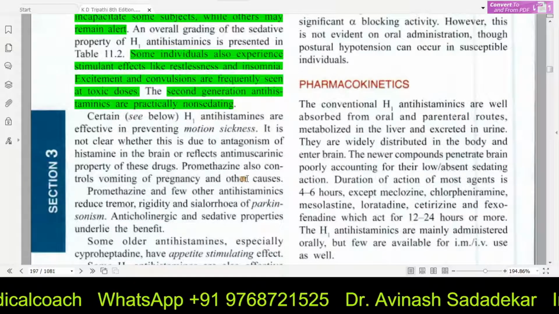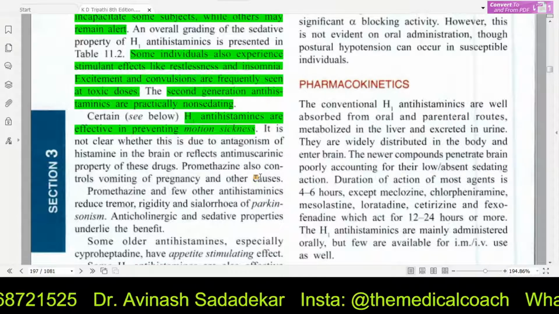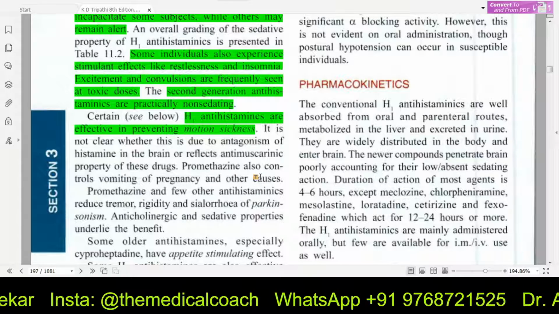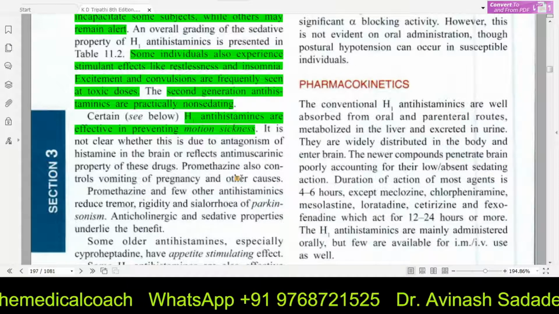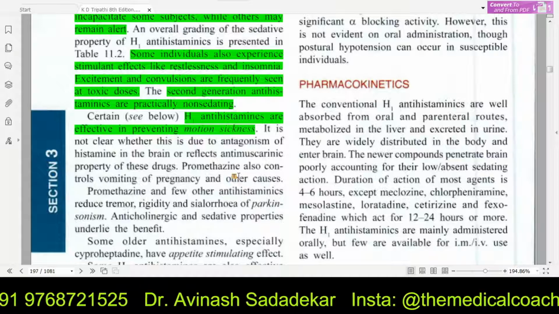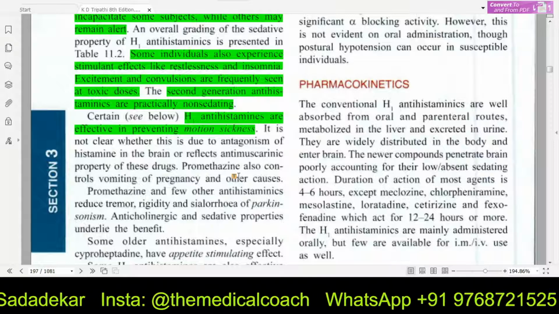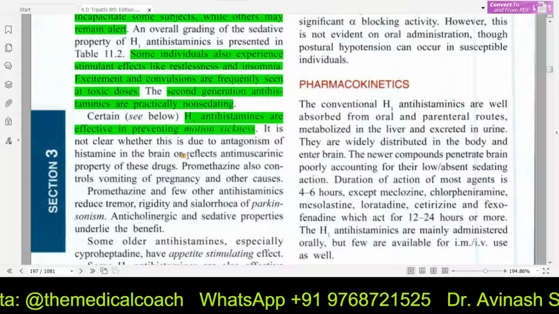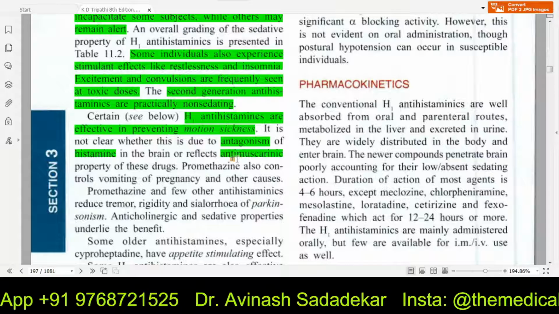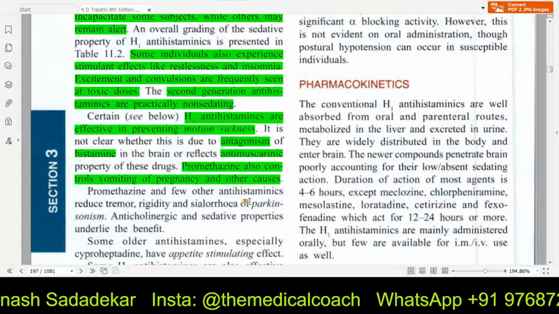Okay. Now, some H1 antihistaminics are important in motion sickness. If you've gone through the chapter on gastric GIT, we have done anti-vomiting drugs there. You would have noticed H1 antihistaminics there. Now, whether it works by antagonizing brain histamine, or many of these medicines have anti-muscarinic property, why motion sickness is blocked, we don't know. Is it the histamine blocking property or the anti-muscarinic property? We don't know. Promethazine can actually block vomiting of pregnancy and many other causes.